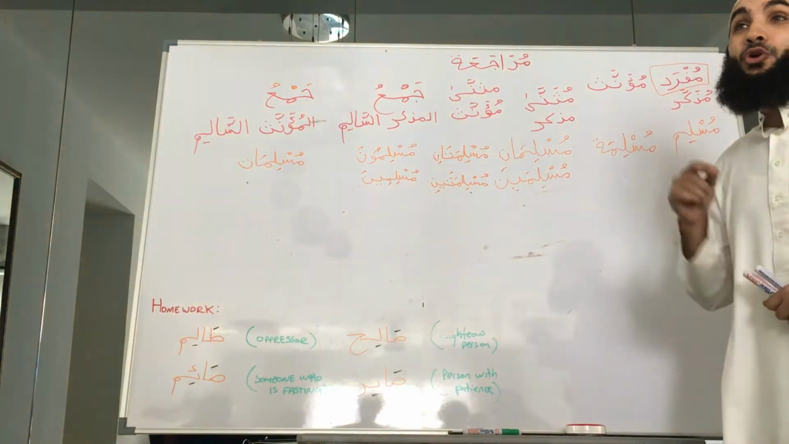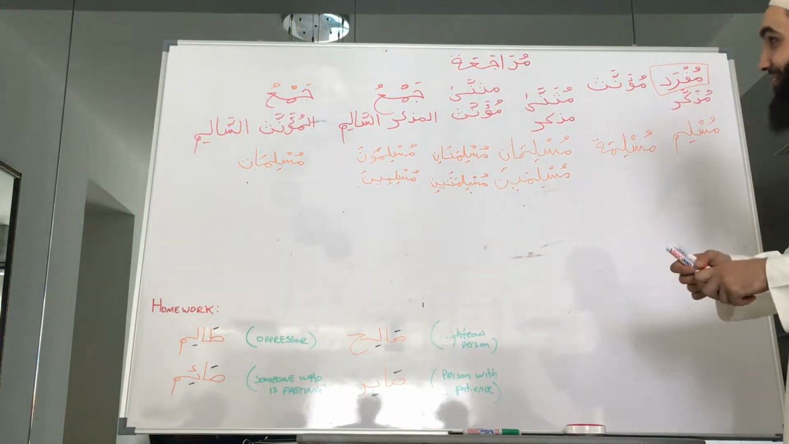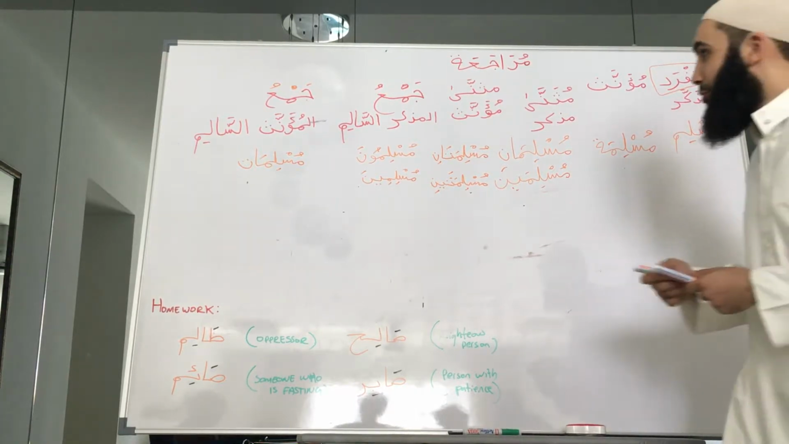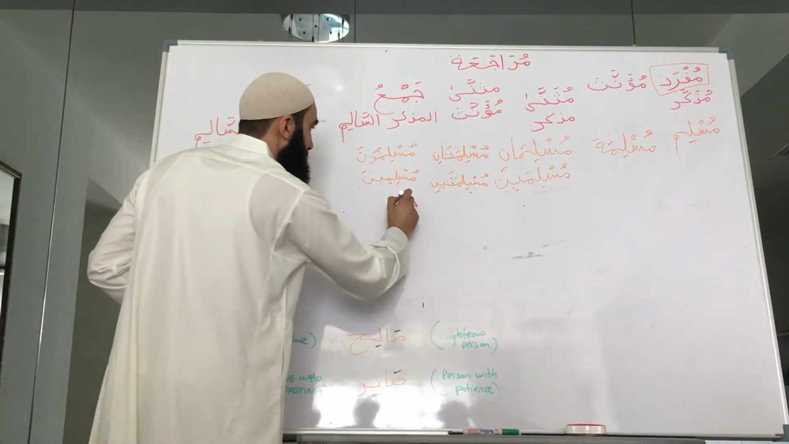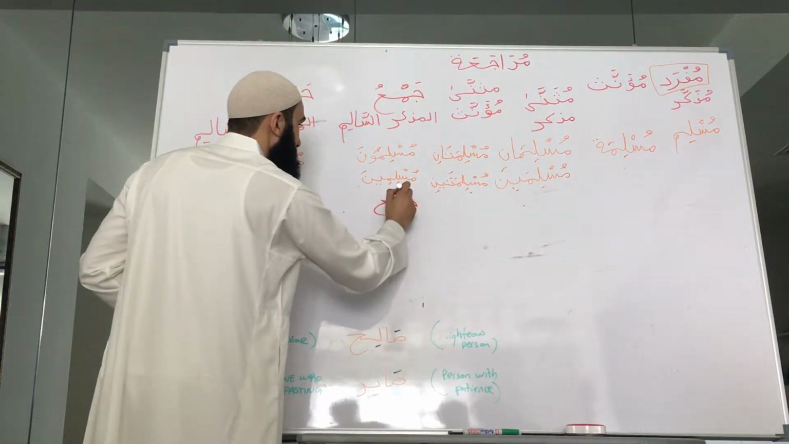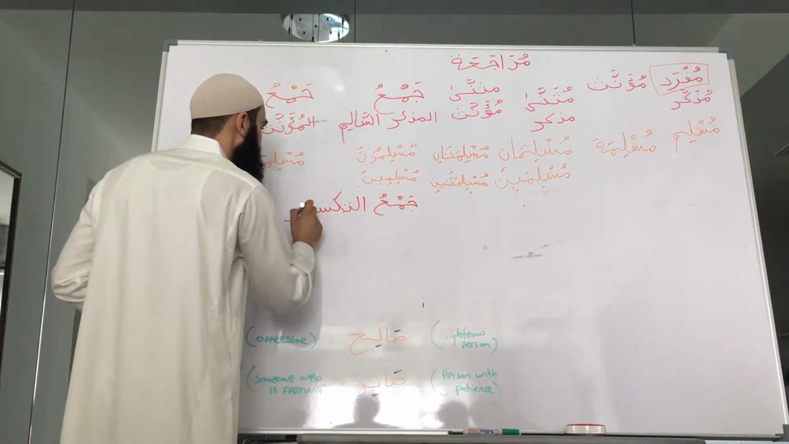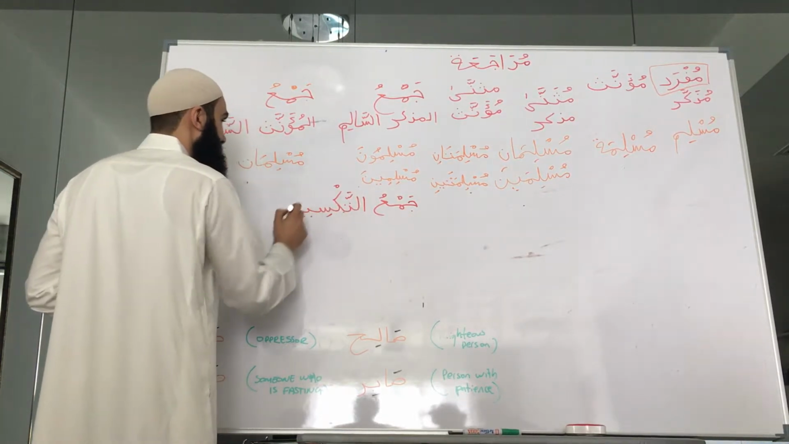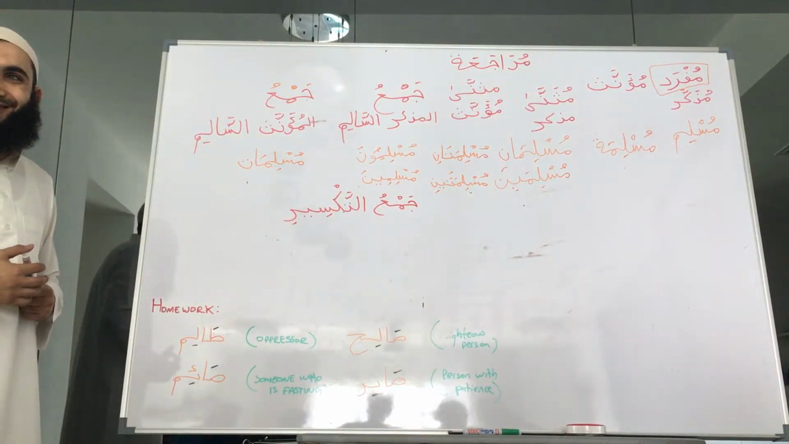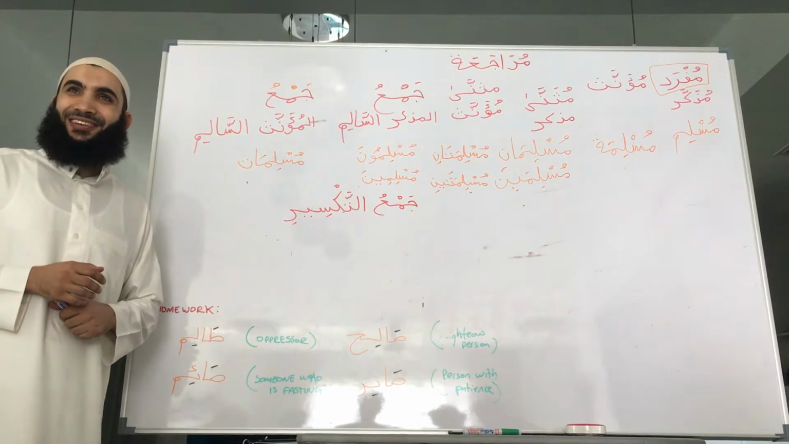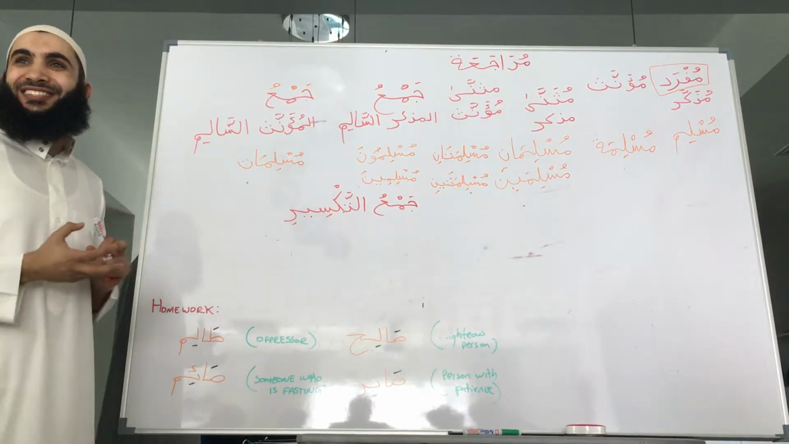Irregular, yes, exactly right. It's called Jama' Taksir. We get all the difficulties and all the bounties. Look, we have what is called Jam'u Mudhakkar Salim, and Jam'u At-Taksir. Taksir means break in Arabic. Meaning the normal rule breaks now, the rules of it break, it changes.